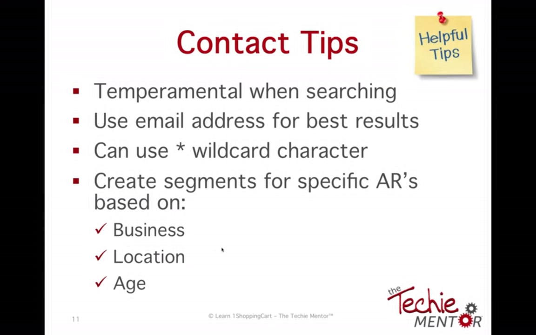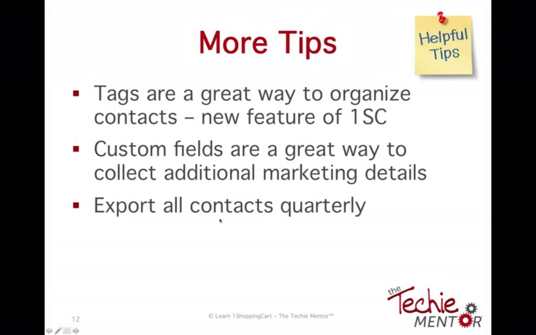So some tips real quick. It's temperamental. I told you the best way is to use the email address for best results. You can use the wildcard character if you do like S, and you have to have at least 2 letters. So it would have to be SU star to get everybody who started with the SU in their first name or last name. You can create segments, which are also called searches, based on name, whatever it might be.